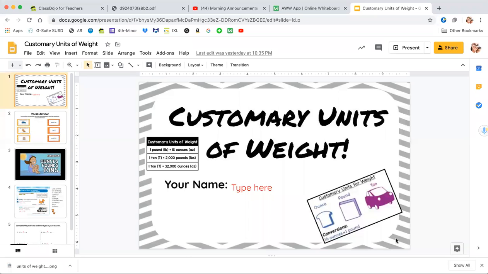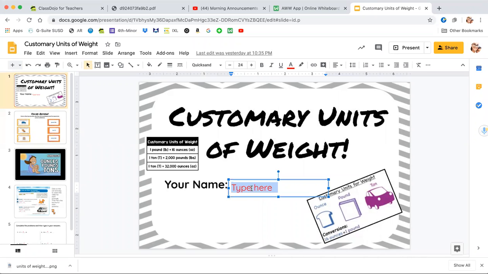All right, so you guys should have gone into Google Classroom and pulled up your attached copy of customary units of weight. To double check, make sure it says your name up in the corner where it says customary units of weight. That way you know it's your personal copy of the assignment, and then go ahead and type in your name. And then go to slide 2.